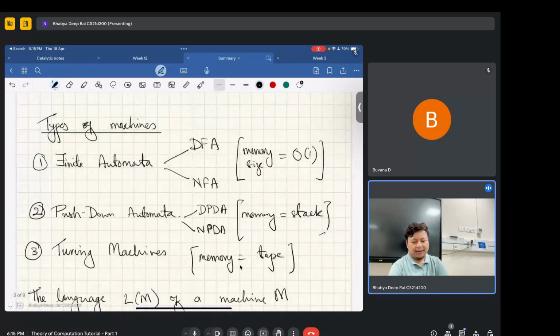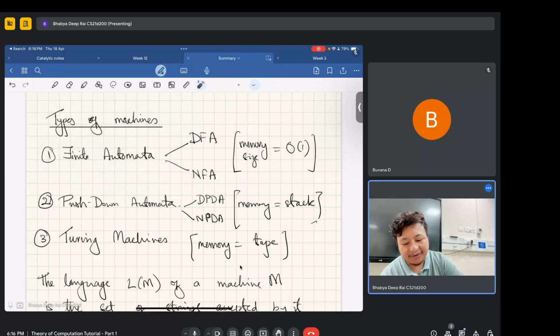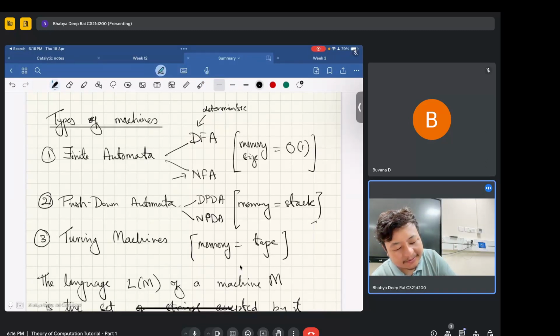Next, now we'll talk about languages, but at the same time we'll jump to machines quickly. There are machines that solve these computational problems, and the types of machines, at least the ones discussed in the course, are finite automata. They are of two types: DFA and NFA. DFA is deterministic, and NFA is non-deterministic.